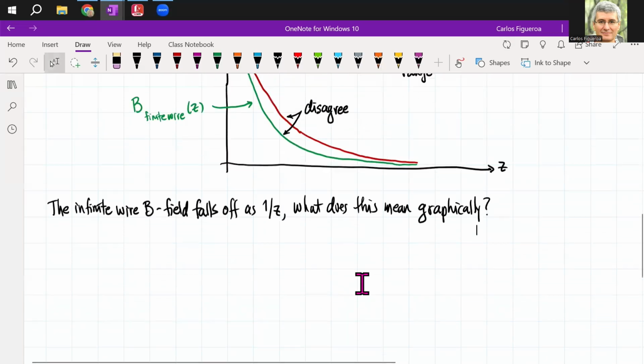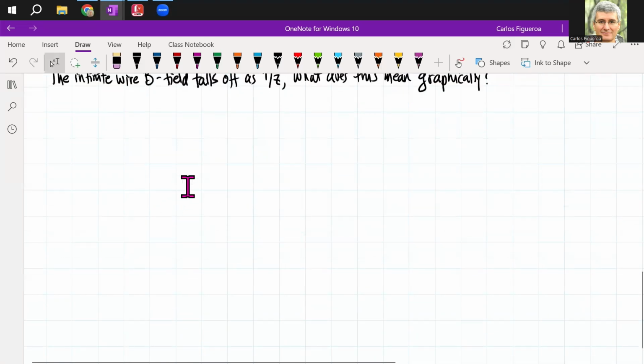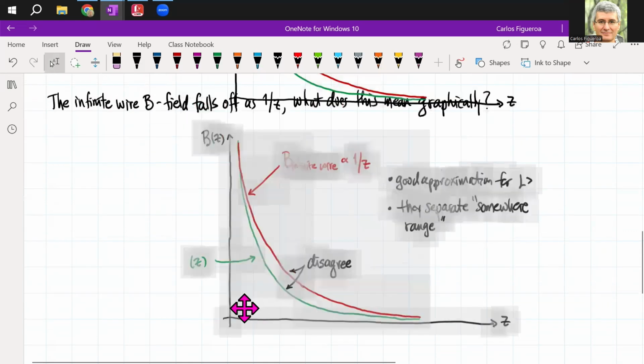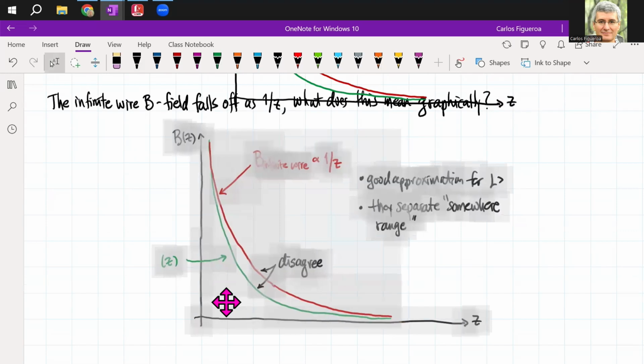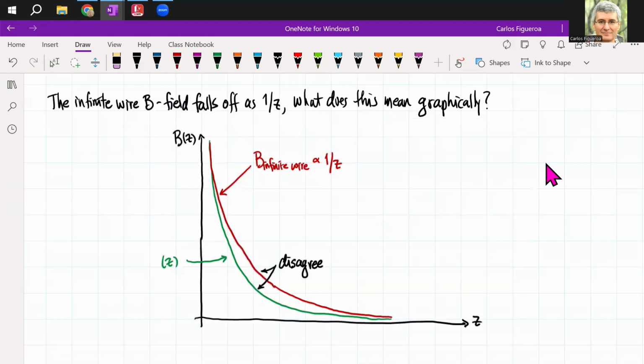Well, the thing that I would like here is that I definitely want this guy. And then I'm going to copy this and bring it down. And I'm only interested in the infinite wire, not the finite wire result. So I'm going to get rid of all of this. I don't care about any of this. I don't care about the green. I only care about the infinite wire. And when I'm looking at this thing, what do I actually see here?